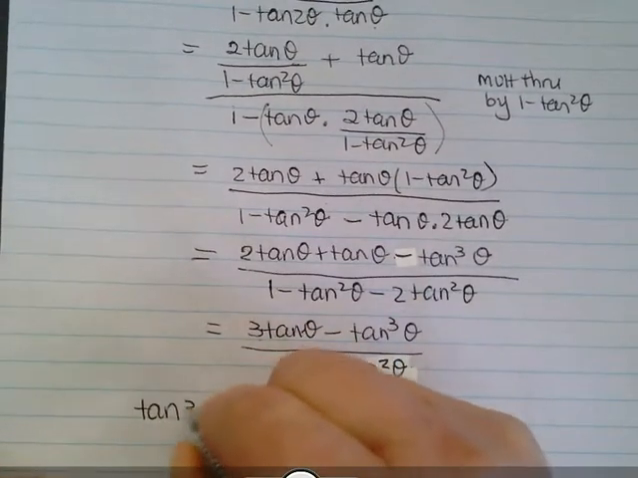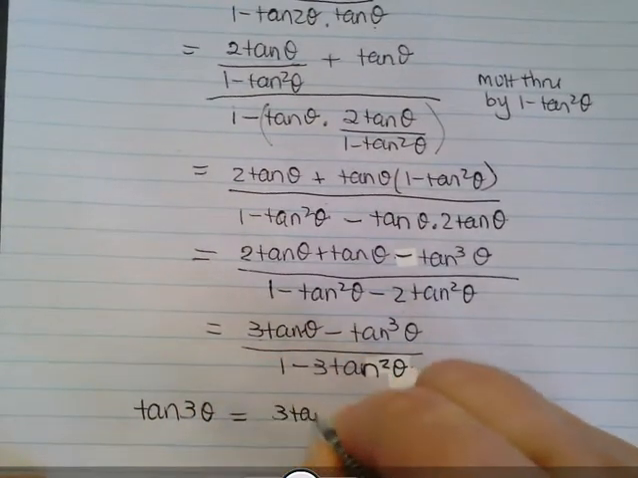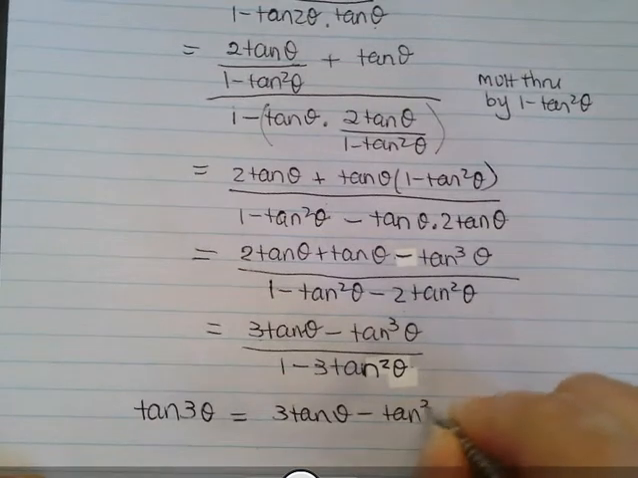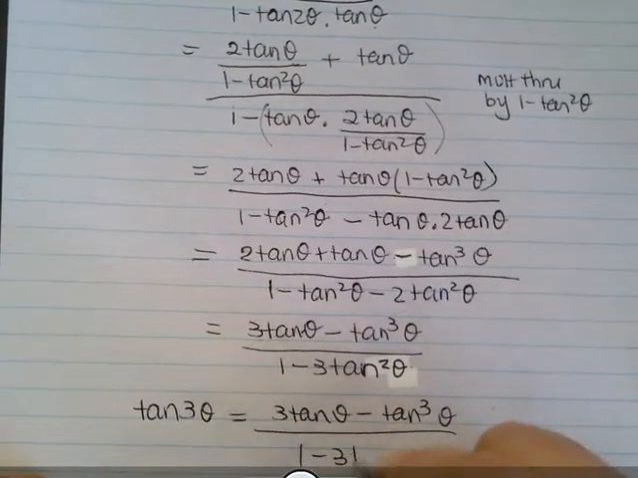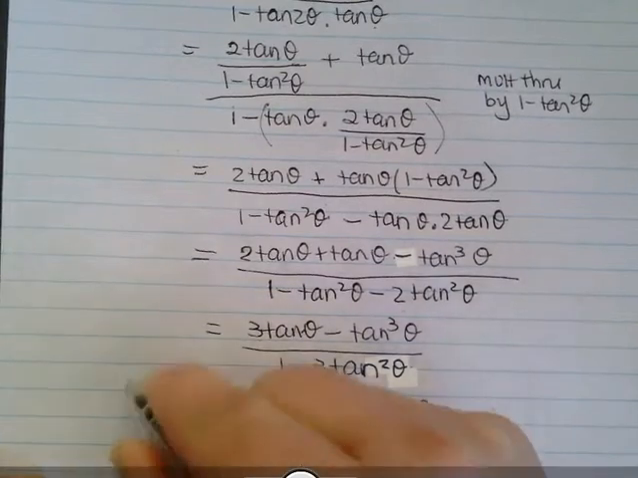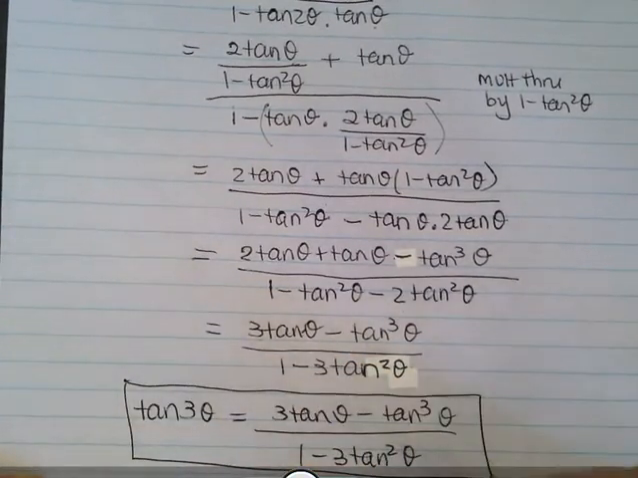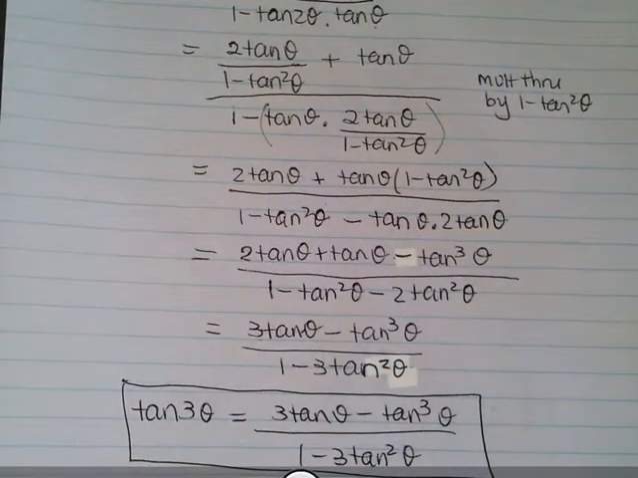And so therefore tan of 3 theta equals 3 tan theta minus tan cubed theta over 1 minus 3 tan squared theta. And you do not have to memorize these results, all right? You'll be asked to derive them. Everyone can try the next question.